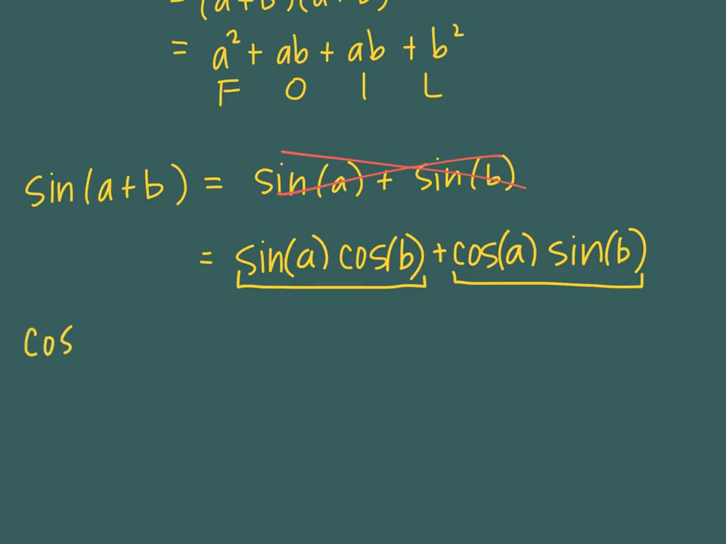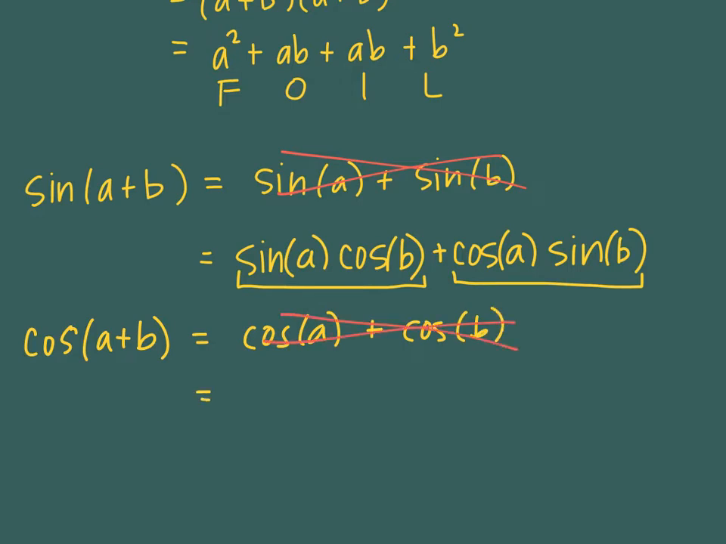There's also a formula for how to work out cosine. And it's not just cosine A plus cosine B. That is not true. So we'll cross that out. Okay, well, what's the right way to do it? Well, again, there's 4 pieces that happen in a certain order. Just like FOIL happens in a certain order, there's 4 pieces. Cosine starts with cosine.